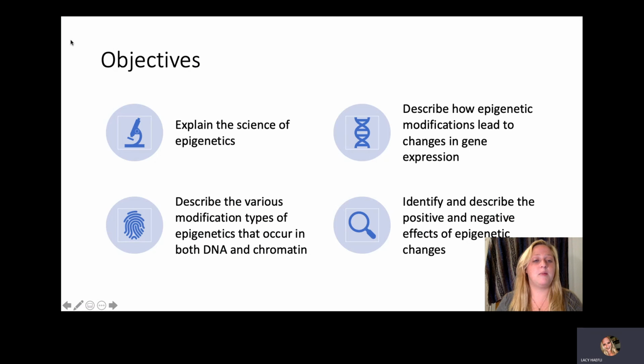Epigenetics has a couple of objectives for an AP biology course, including explaining the science of epigenetics, being able to describe how epigenetic modifications lead to changes in gene expression, being able to describe the various modification types of epigenetics that occur in both DNA and chromatin, and then also identify and describe positive and negative effects of epigenetic changes.